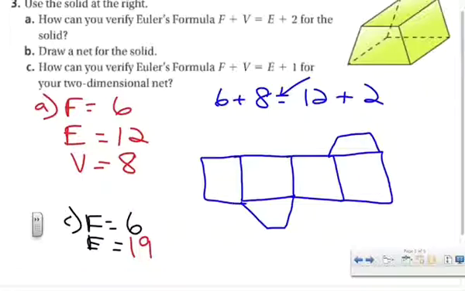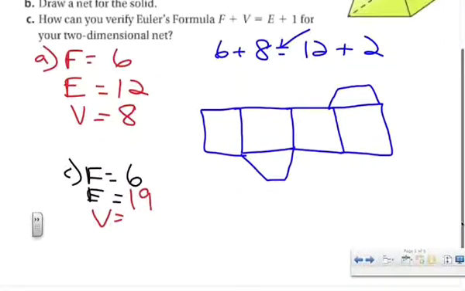All right. So, as I'm counting it, I think it's easier for me to keep track of things if I start here and go 1, 2, 3, 4, 5, and then 6, 7, 8, 9, 10, 11, 12, 13, 14, 15, 16, 17, 18, 19. Vertices, you have 14. Makes sense?